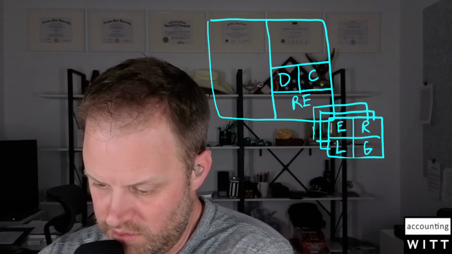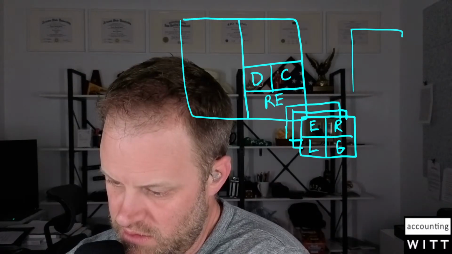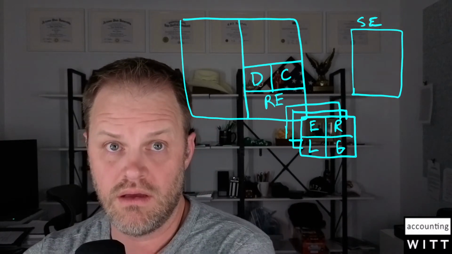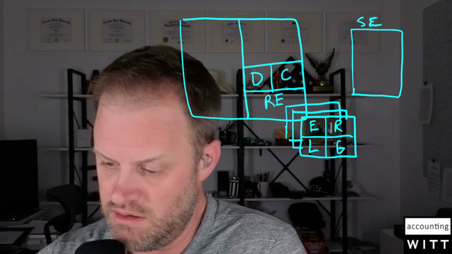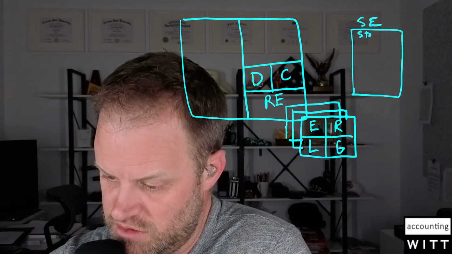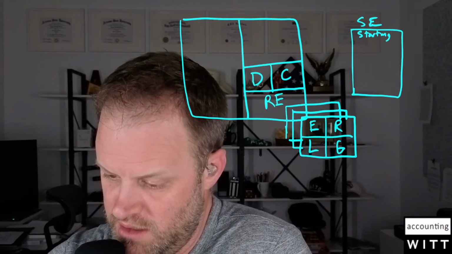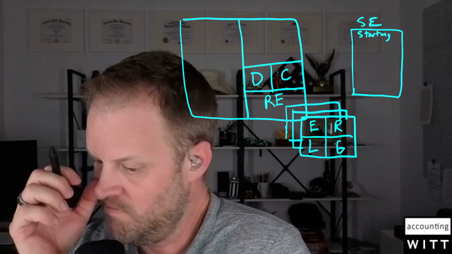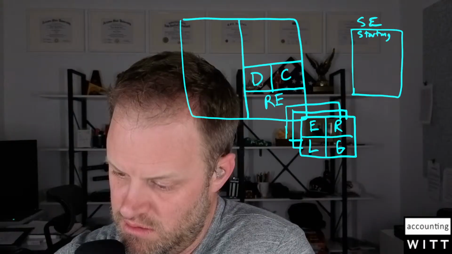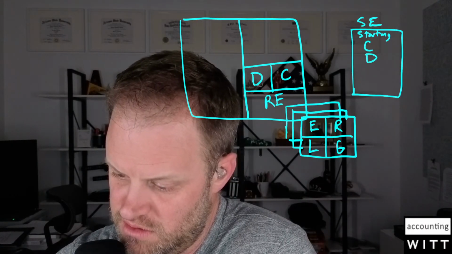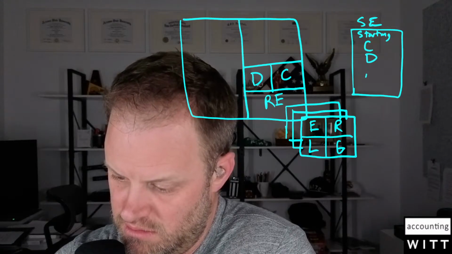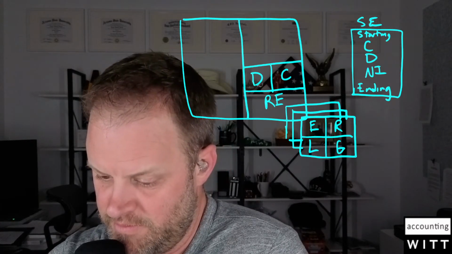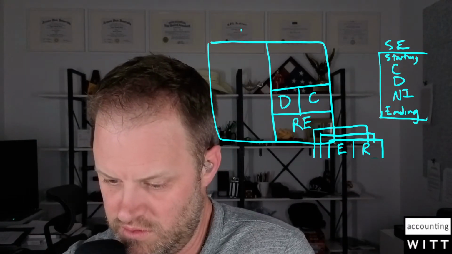So the statement of stockholders' equity will be the starting total, and then any of the incremental changes for contributions, distributions, and then net income equals ending. So these are all, so no ending balance.